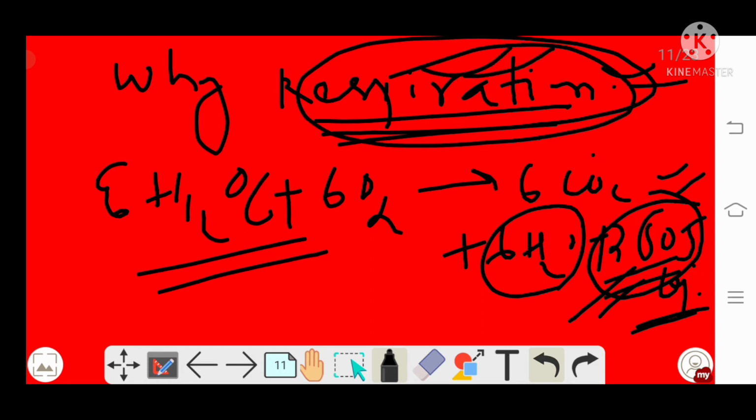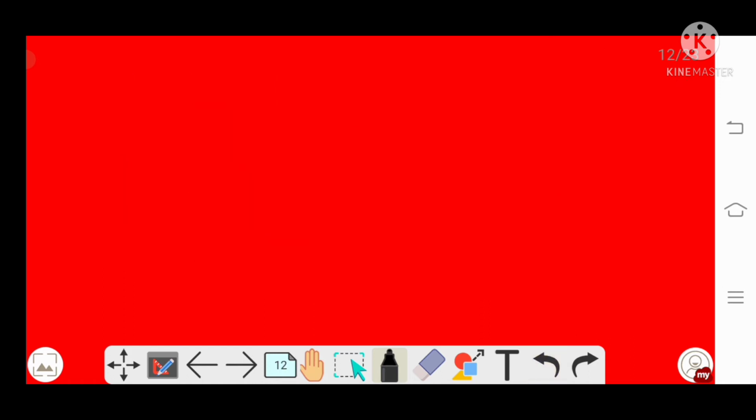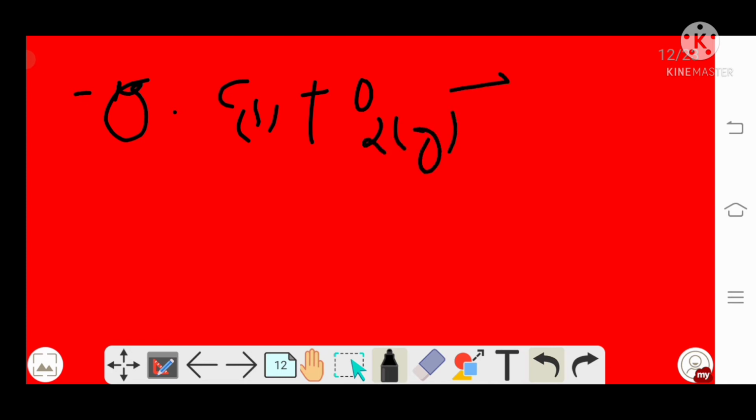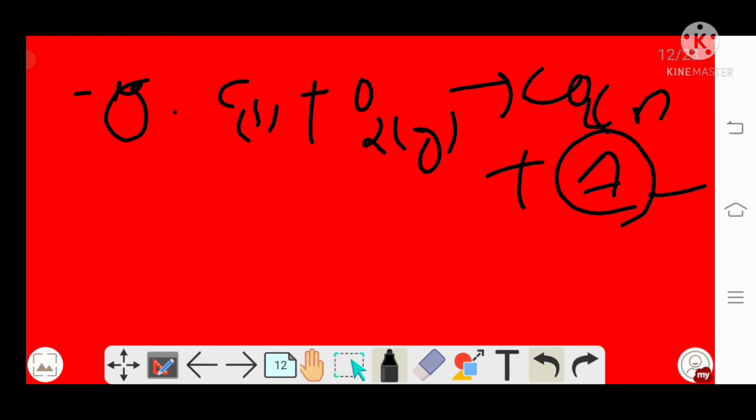Okay, all combustion reactions are exothermic reactions. Remember that all combustion reactions are exothermic reactions. Example: carbon in the presence of oxygen gas forms carbon dioxide gas plus heat. So all combustion reactions are exothermic reactions.